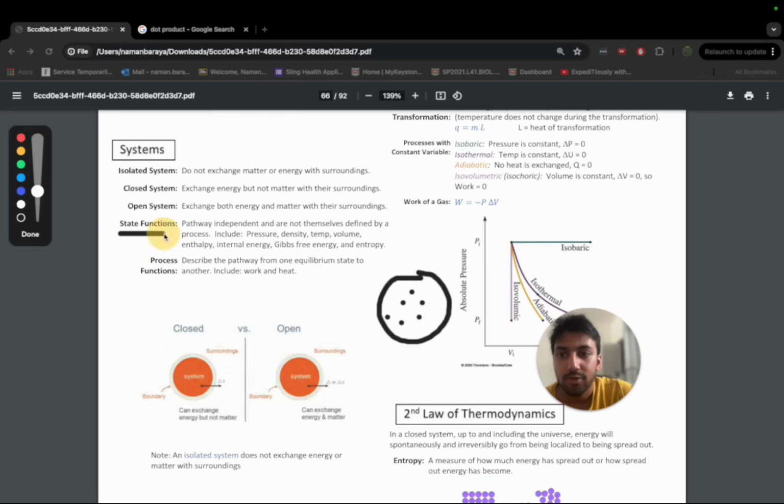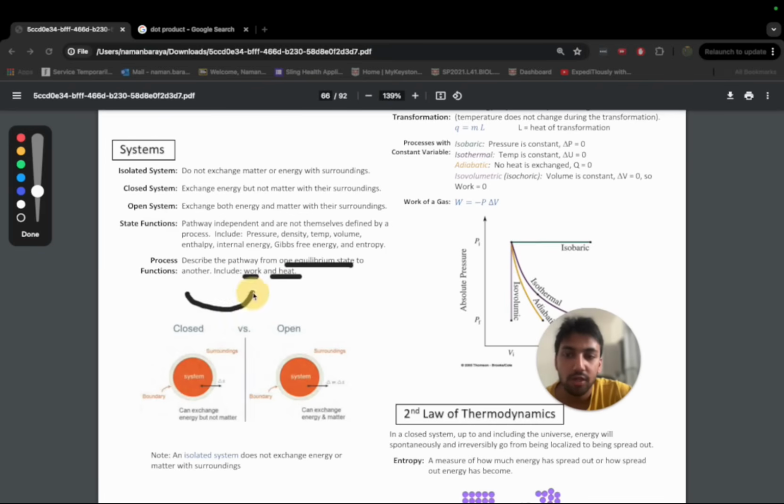Okay. Now we have state functions and process functions. So process functions is the pathway from which one equilibrium state gets to another. Examples are work and heat, right? The work can get converted to heat, but state functions are pathway independent. It's kind of similar to what we were talking about before, but this is basically not dependent on the process by which we get there.